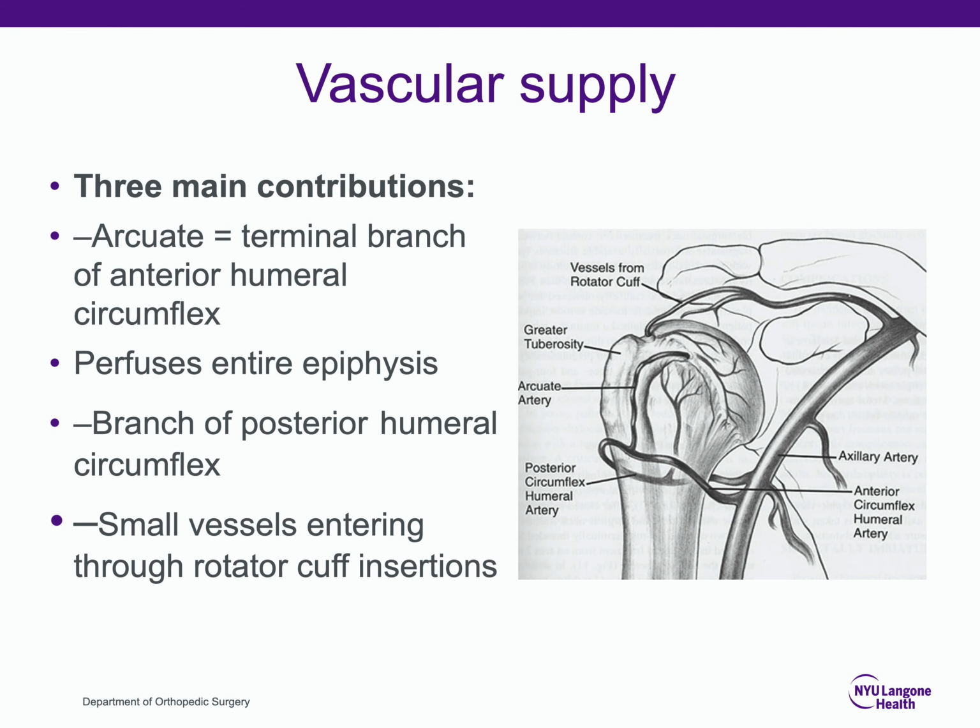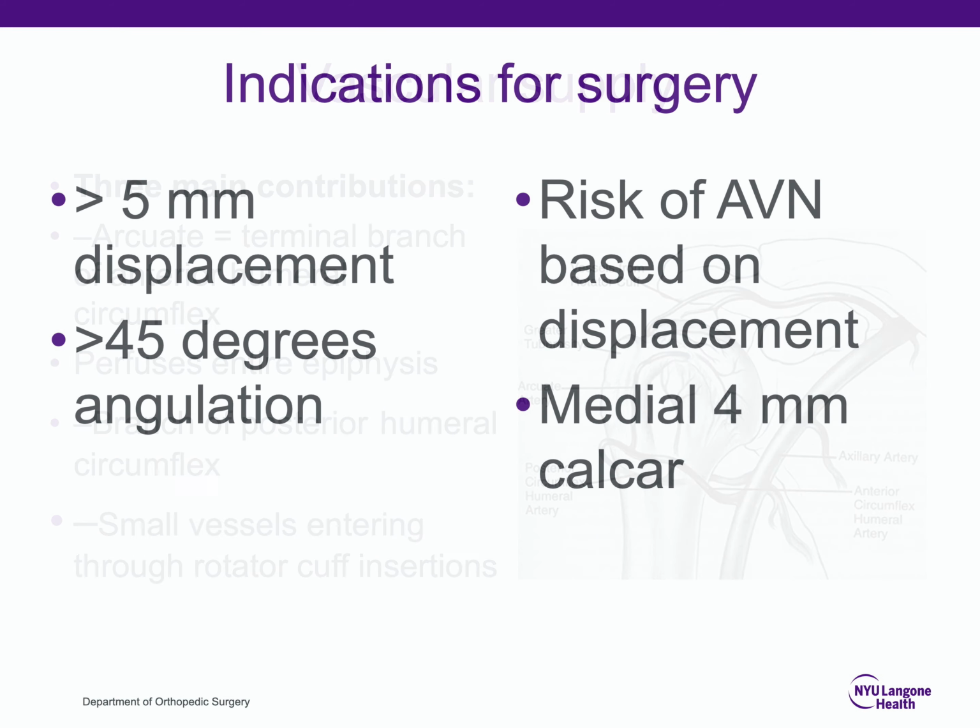The important thing to remember about the humerus is blood supply, which, as you can imagine, is tenuous at best, with a predominant blood supply coming from the anterior humeral circumflex artery with other small branches.